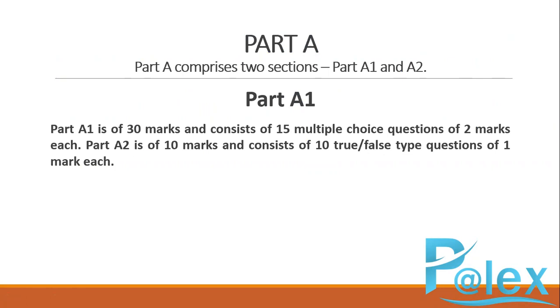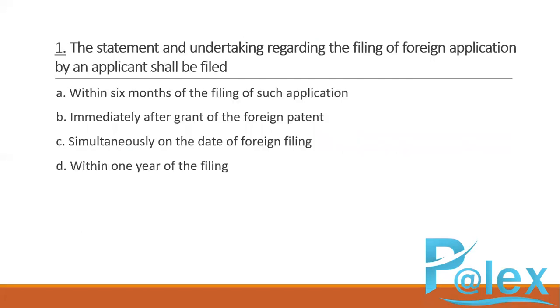In that, part A1 was for 30 marks, wherein 15 multiple choice questions were there of 2 marks each. Part A2 was of 10 marks, which was true or false type of questions. So we are going to just discuss this part because the next part in paper 1 was long answer questions or case-based questions. We would be discussing it in some other session. Today we'll be just discussing the short answer or multiple choice and true or false kind of questions here.